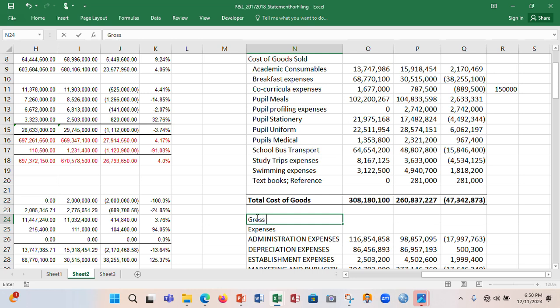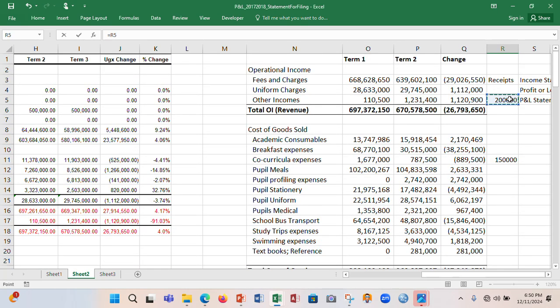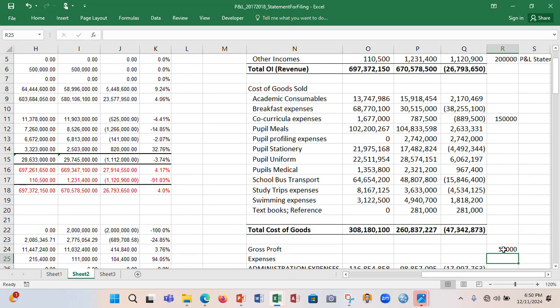Gross profit here, of that 200,000 shillings, from this the 150. So what is your money is the 50. This one is the supplier's money. Possibly if they have supplied on credit, here you have a series of invoices from these suppliers as accounts payable. You have to pay.